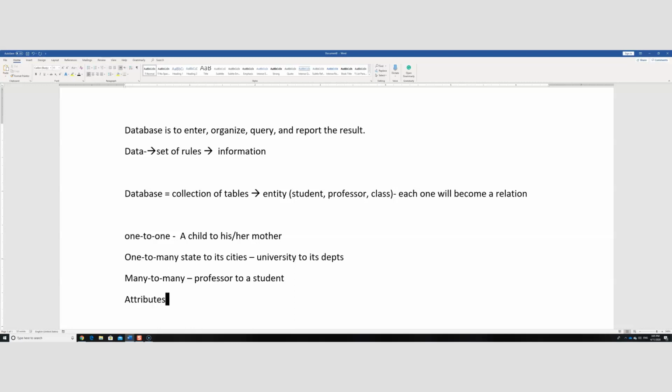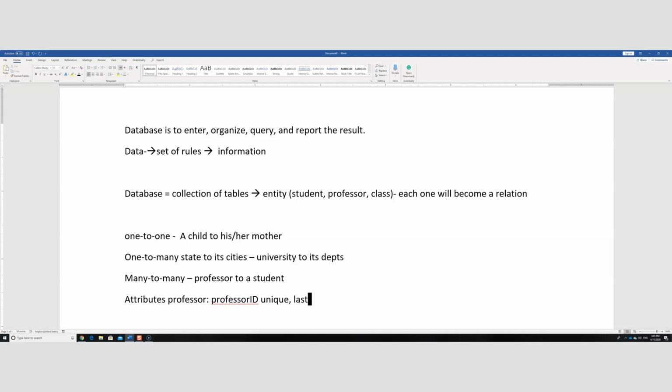Attributes that are unique in their values. For example, if I take professor, the professor has to have a professor ID, and that is going to be unique. No two professors will have the same one. Just like your social security number is unique to you, the professor ID is going to be unique to each professor.